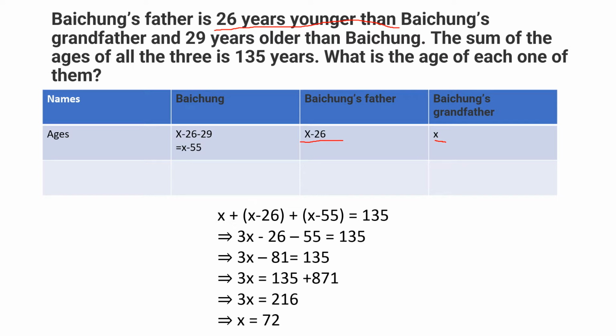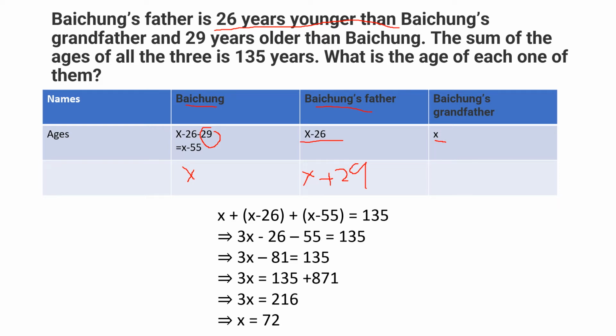Try to understand the way. You can take it the reverse way also. You could have let this Baichung be x. That means the other will be x plus 29. Like this also you could have let, because it is given that the difference between the father's age and Baichung's age is again 29 years. So it is your choice whether you take increasing order of ages or decreasing order of ages. I have taken decreasing order of ages.